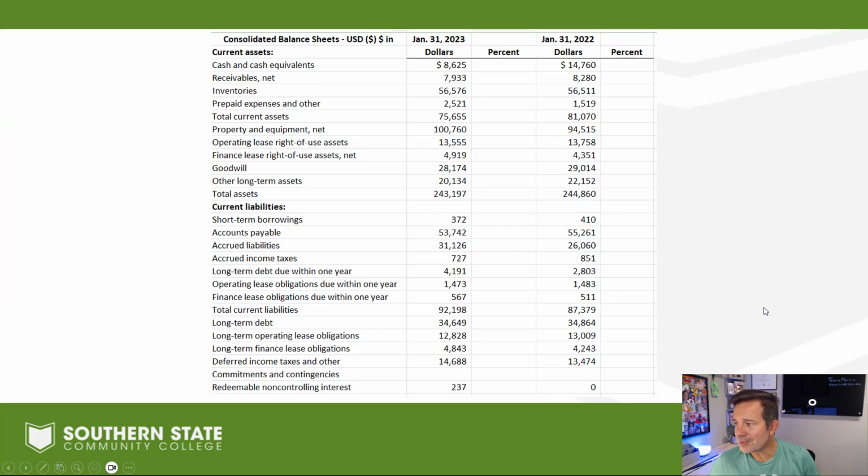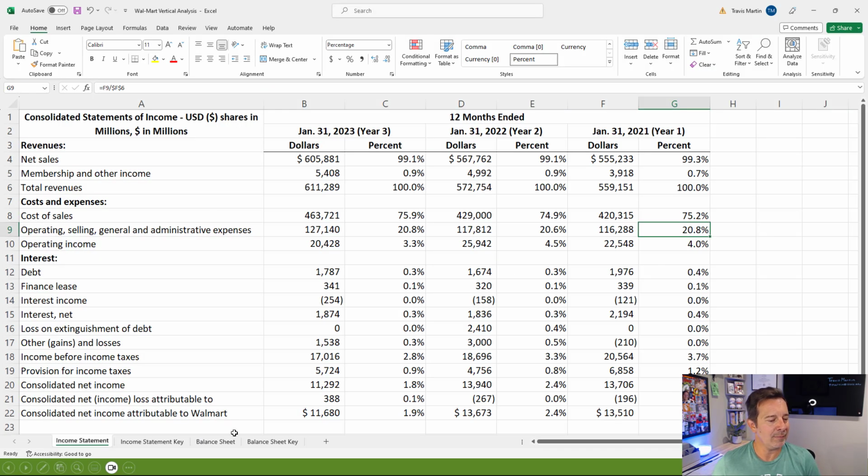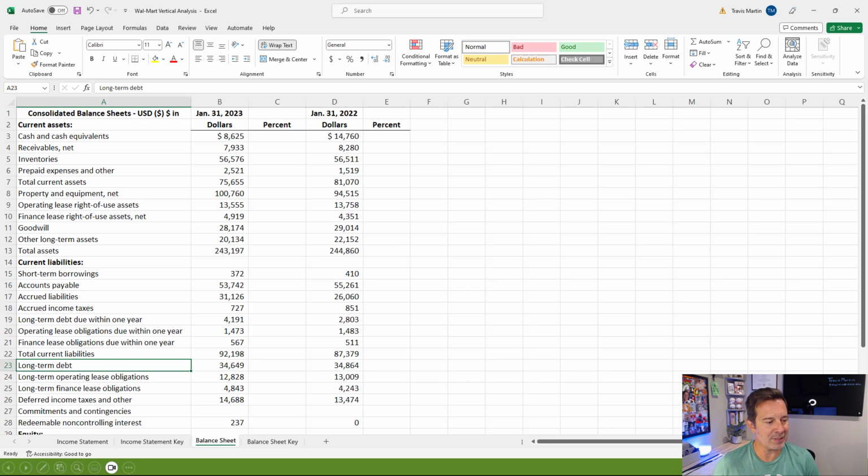Do the exact same thing. We'll jump over to the Excel spreadsheet and figure up what the amounts are on the balance sheet for common size analysis here.